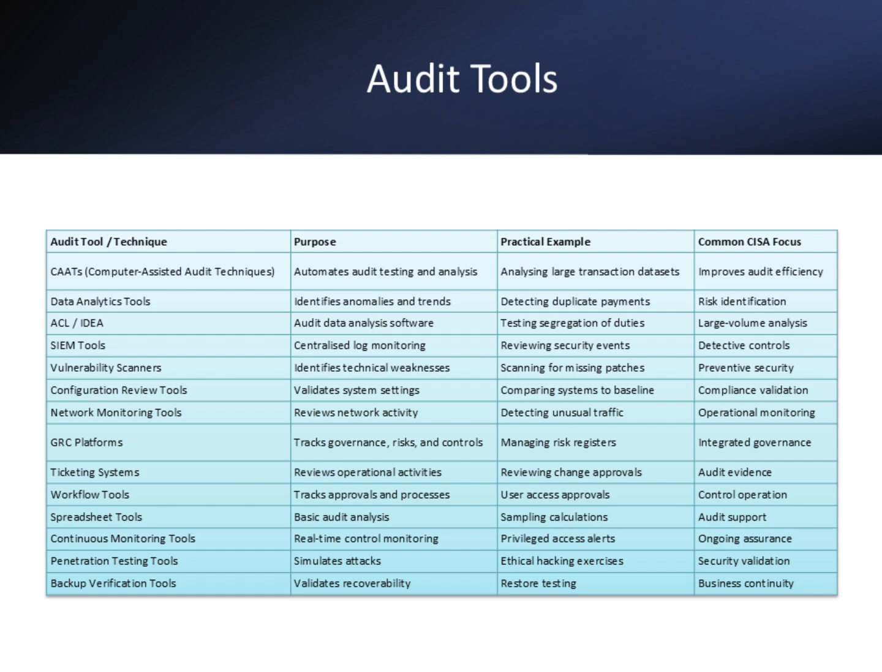Vulnerability scanners assist auditors in identifying missing patches, security weaknesses, and configuration issues within systems and networks. Configuration review tools validate whether systems comply with approved security baselines and configuration standards. Network monitoring tools help identify unusual traffic patterns and operational issues, while GRC platforms support governance, risk, and control management activities. Ticketing systems and workflow tools are commonly reviewed during audits to validate approvals, incident handling, and operational processes.